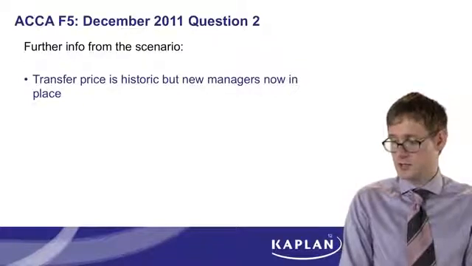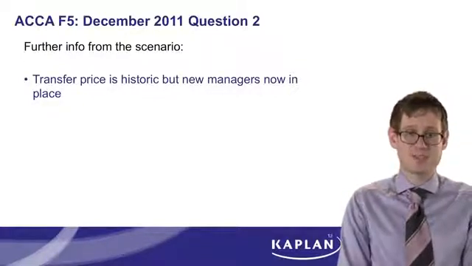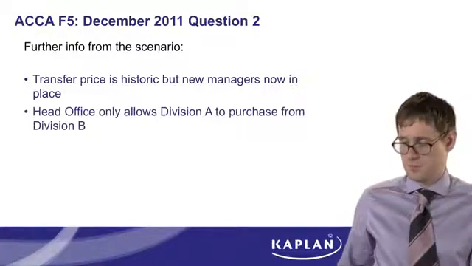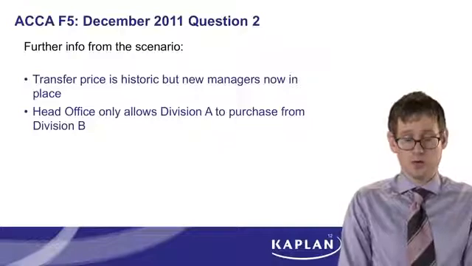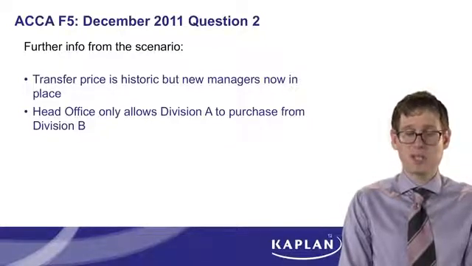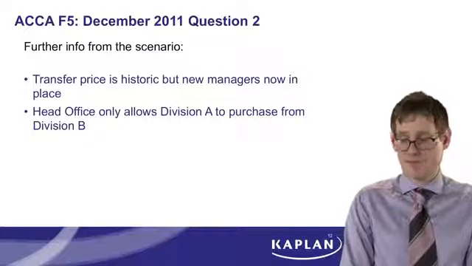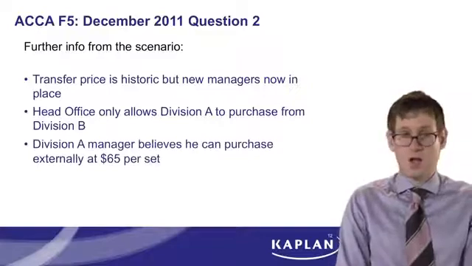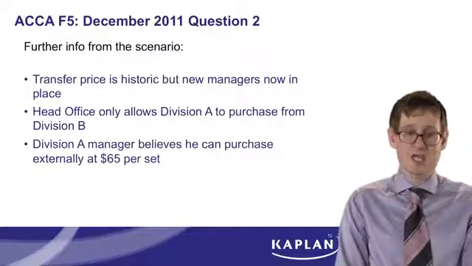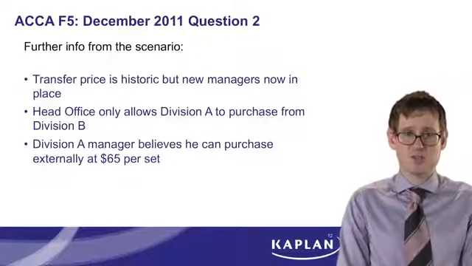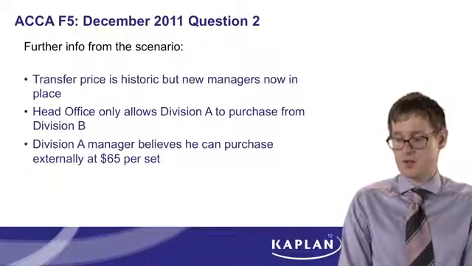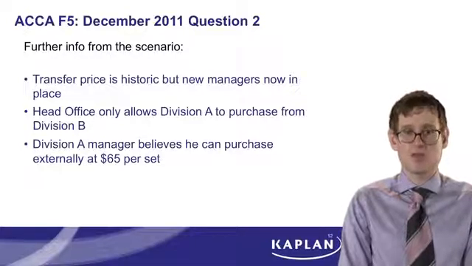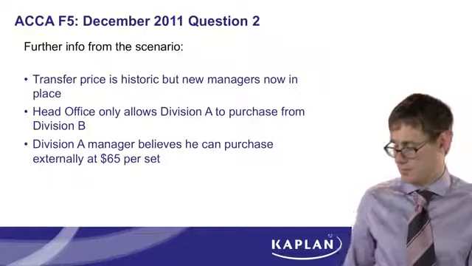Well, historically, the transfer price has been set by head office. Now though, new managers are in place. Historically again, Division A has only been able to purchase bath fittings from Division B, but again, this could change. Currently, Division A believes it can now buy bath fittings in the external market price for $65 per set, rather than the $70 that Division B is charging it.